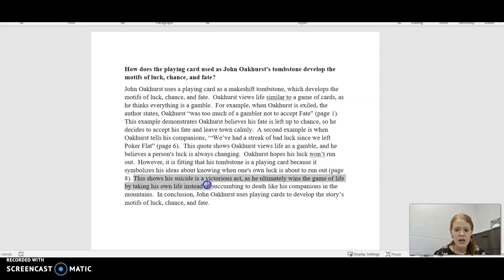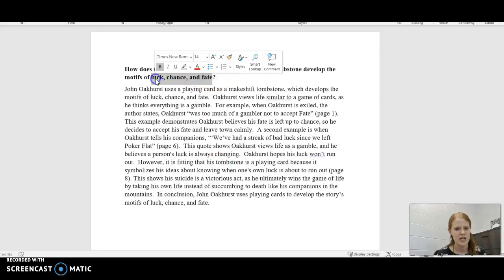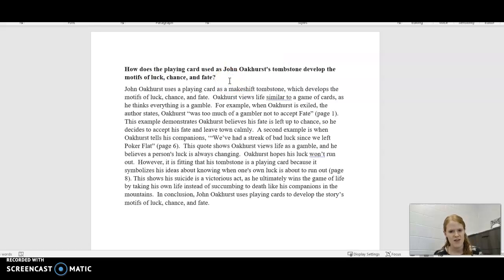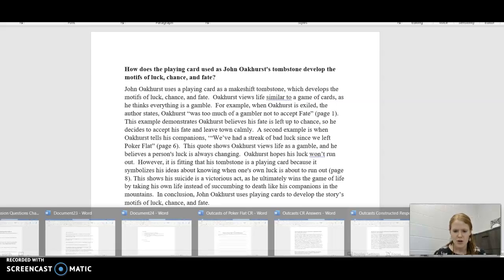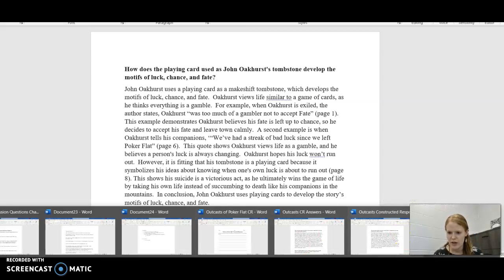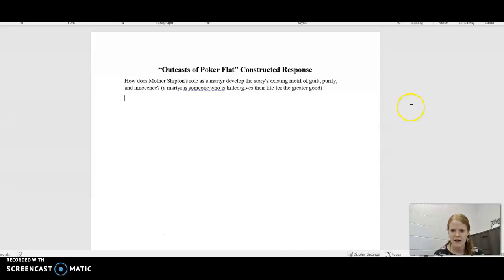And then each one ties it back to these three things, which is luck, chance, and fate. So each one of the responses really talks about luck, chance, and fate, and goes over a clear sort of what it shows about each one of those motifs. So I want to talk to you guys about your constructed response that you're going to have to do, which is how does Mother Shipton's role as a martyr develop the story's existing motif of guilt, purity, and innocence?